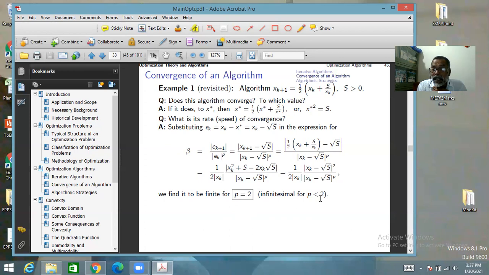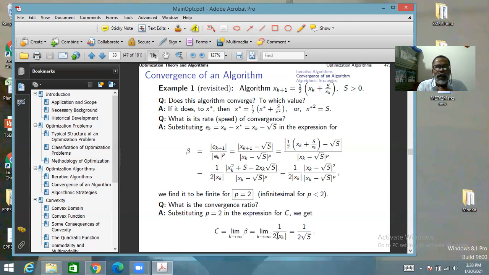If you put p less than 2 here, then you will find that it is infinitesimal. Okay, because you started close enough, this thing is small enough, a small number, and above you have that small number squared, which is even smaller, that would make it infinitesimal. Okay, so for p equal to 2, beta is finite. Then the next question is, what is the convergence ratio? So you put beta equal to 2 there, and then you get only this much.